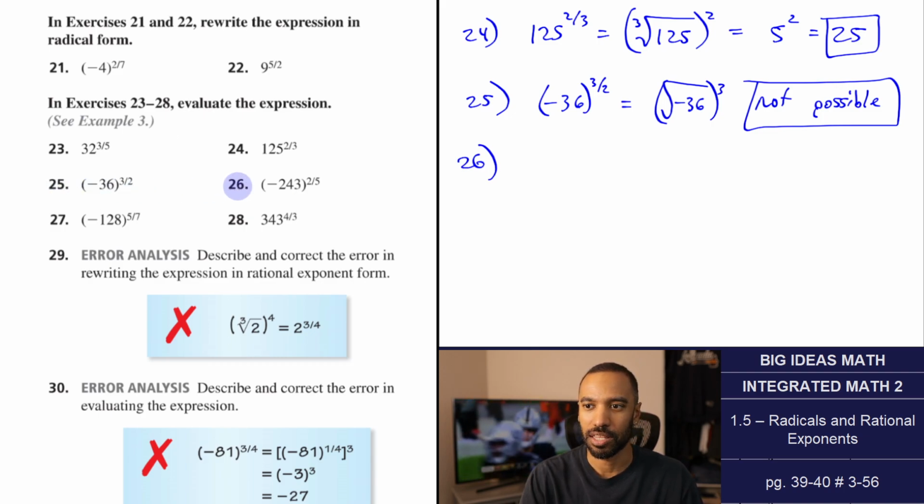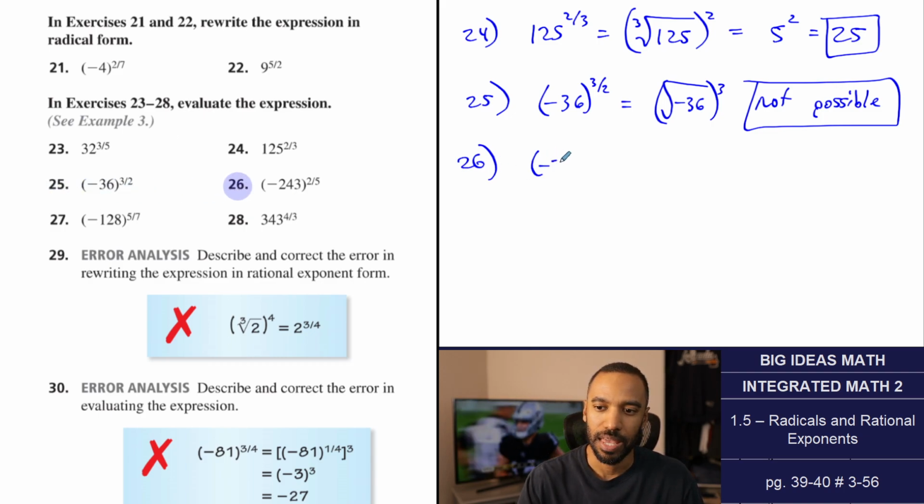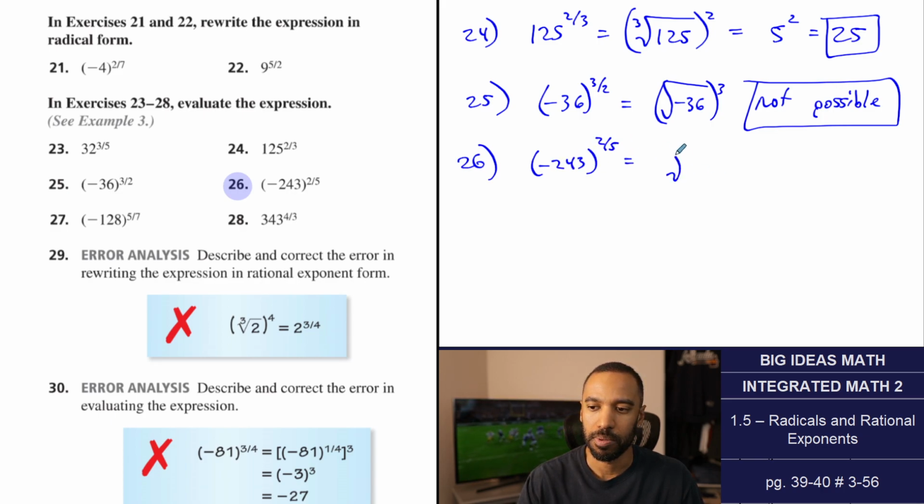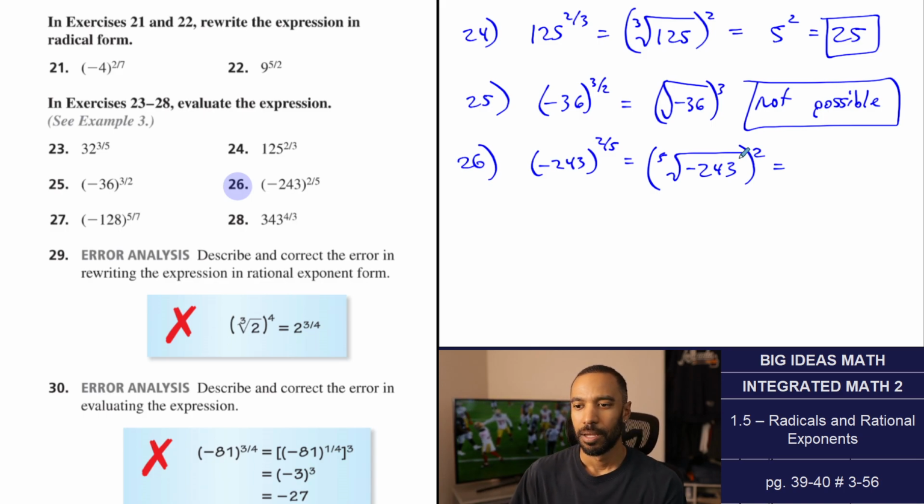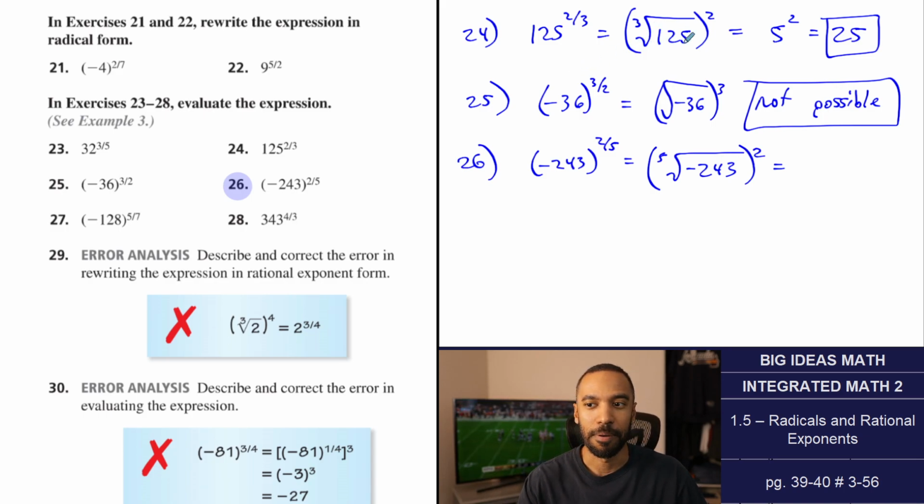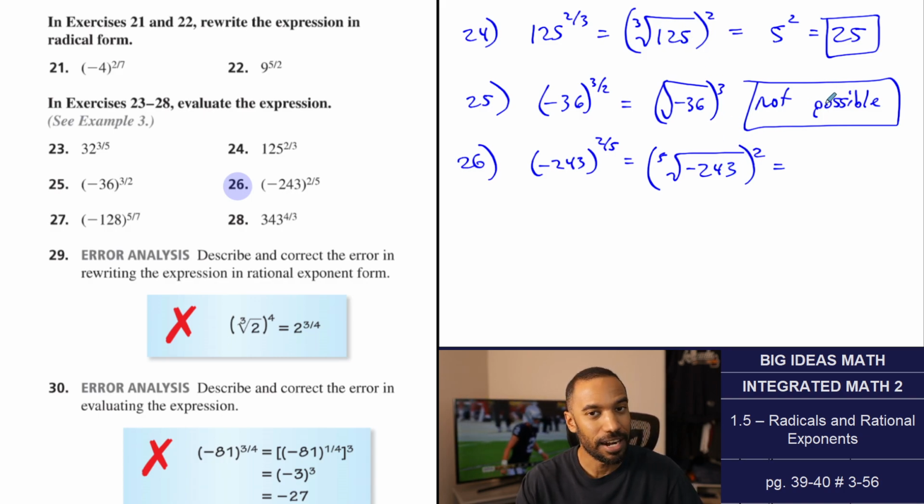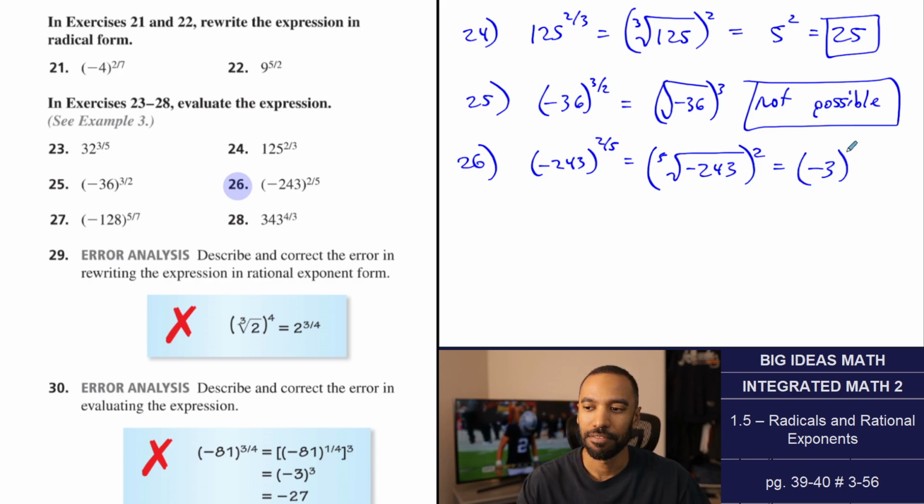Number 26, on the other hand, appears possible. Negative 243 to the 2/5 power. So this will be the 5th root of negative 243 squared. This is one of those things, once again, like what number could it possibly be? You might try something like 5, but you realize you get too big and it needs to end in a 5. 7 would be too big. It's kind of got to be 3, and it is 3, or in this case, negative 3. And negative 3 quantity squared is 9.